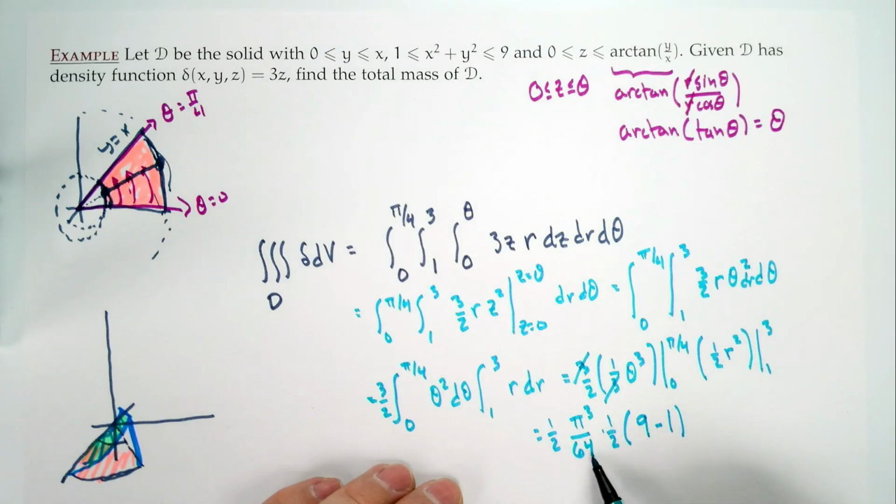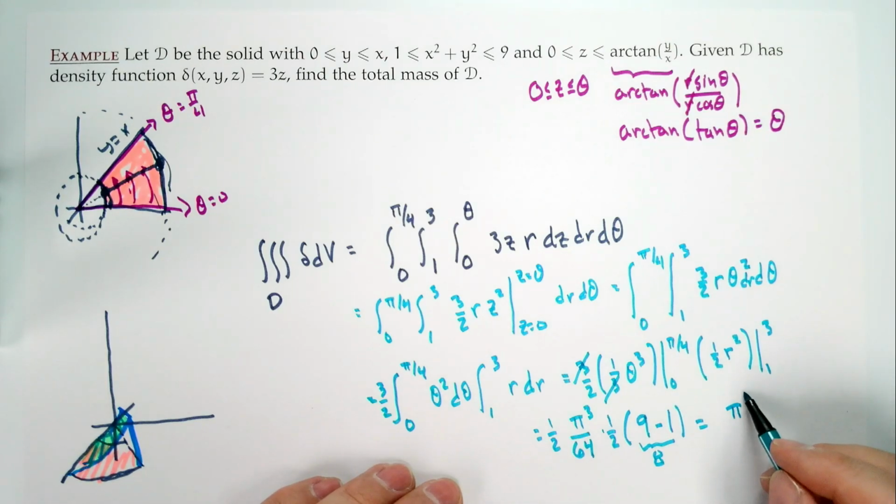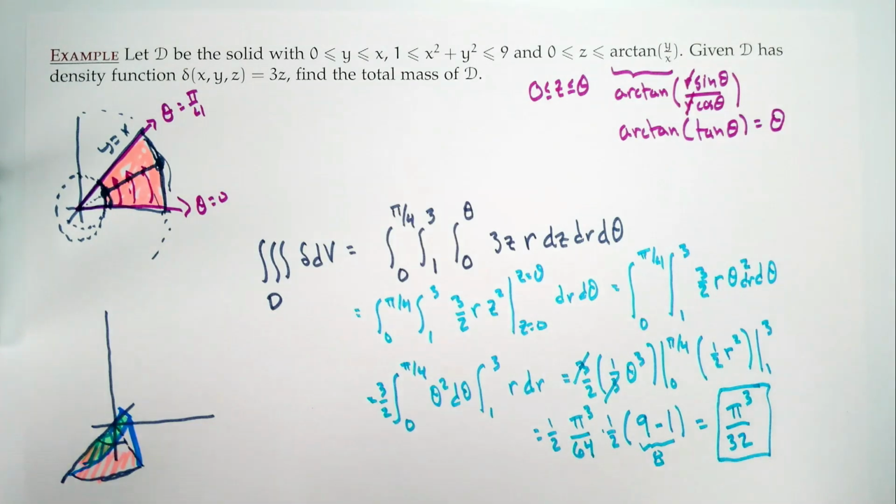Well, 64 goes into 8. So what do we get? If we treat this as 8, I can divide a 2 and a 2 and another 2, and that makes 8 downstairs and an 8 upstairs, which leaves me with pi cubed divided by 32. And that would be the mass.